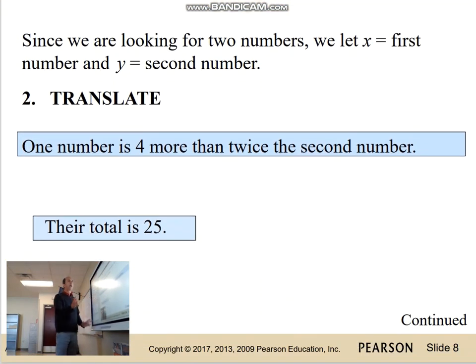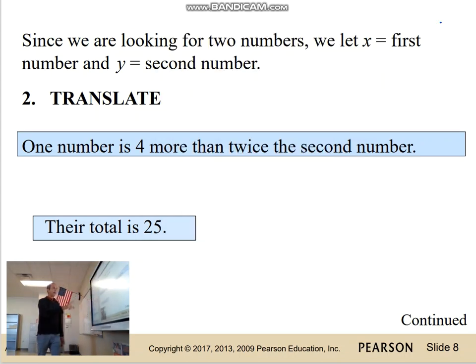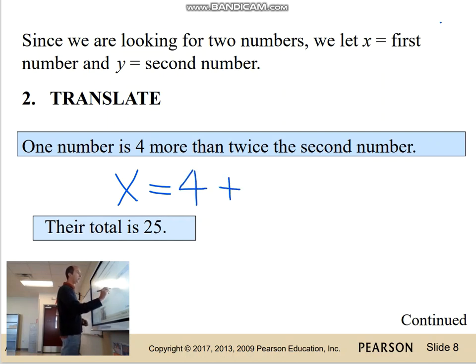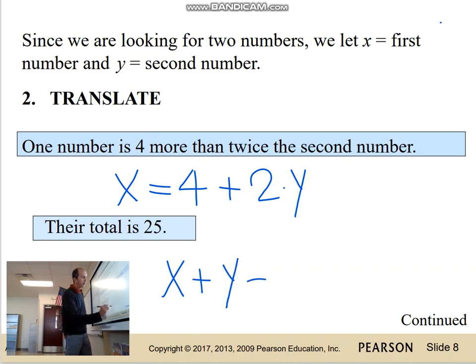Since we are looking for two numbers, we can let x be the first one. We can assume variables for the numbers that we don't know. So x can be the first one, y the second one. So we will have one number is 4 more than twice the second number. So you can write here x, one number, is 4 more than twice the second number, right? And their total is 25. That means if we add x plus y, we have 25.